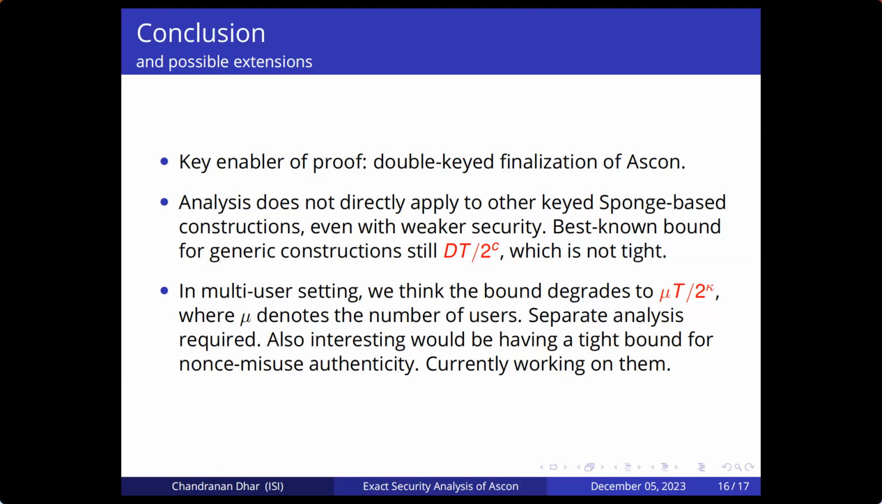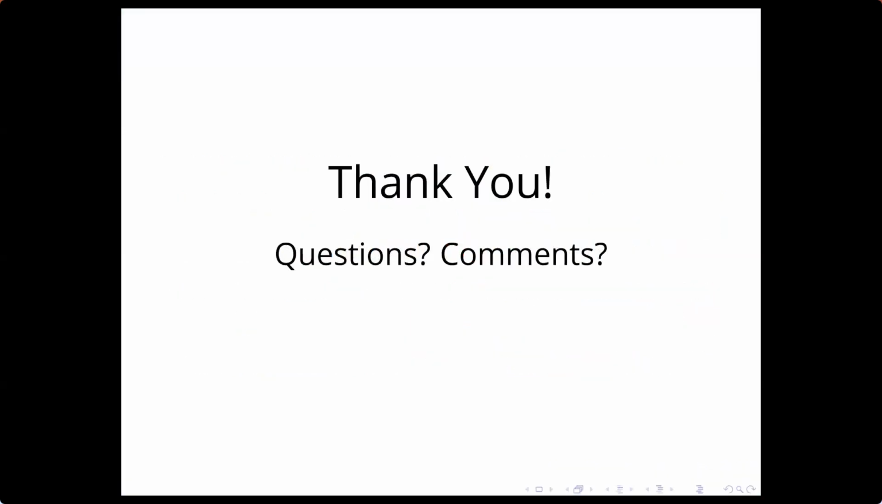Also interesting would be having a tight bound for the authenticity security of S1 in the non-misuse setting. And we are currently working on them. So if someone has any ideas, you can communicate with us. And so thank you. If there are any questions or comments.